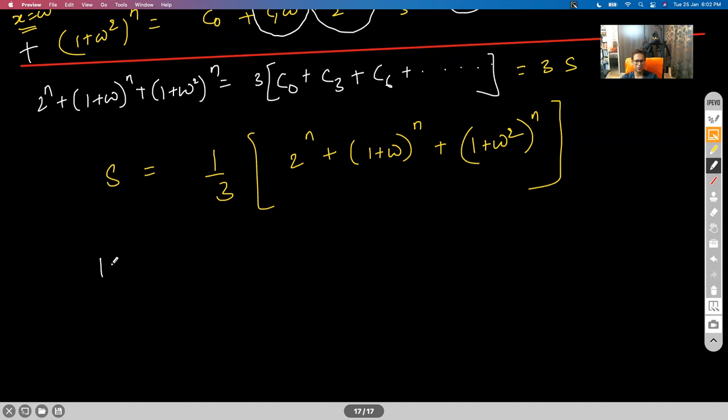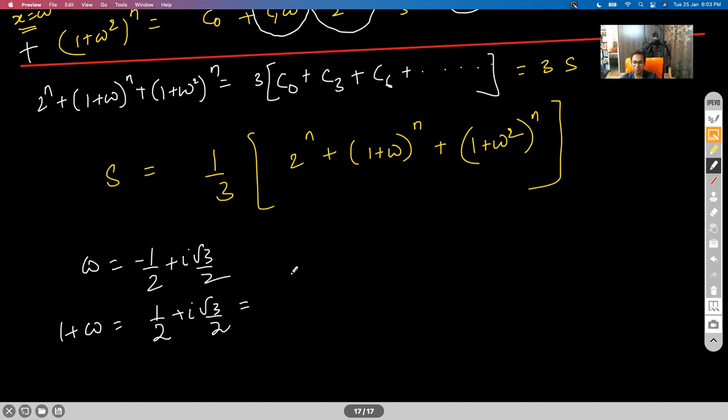See, we all know the omega value. Omega value is minus half plus i root 3 by 2, correct? So 1 plus omega will be what? 1 plus omega will be nothing but half plus i root 3 by 2.